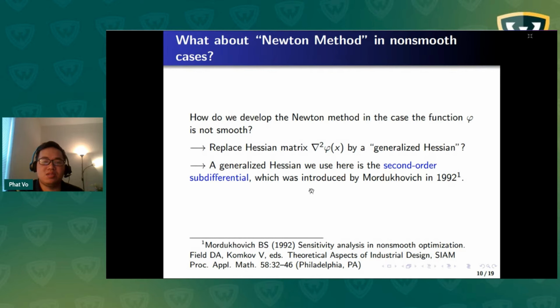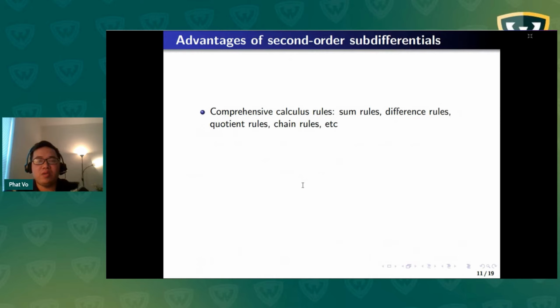In his paper, he used the second order subdifferential to analyze the sensitivity in non-smooth optimization. Why do we have to use this? Well, we have to use the second order subdifferential because it has a lot of advantages.